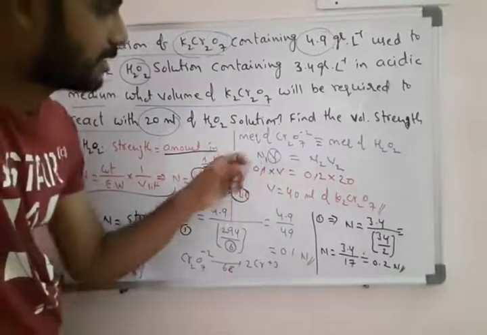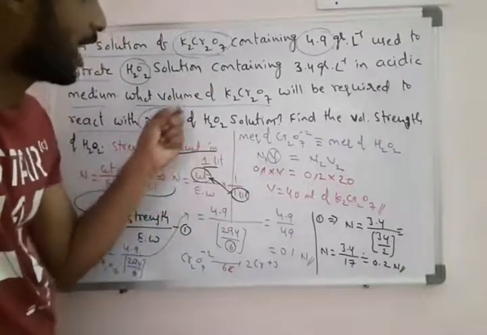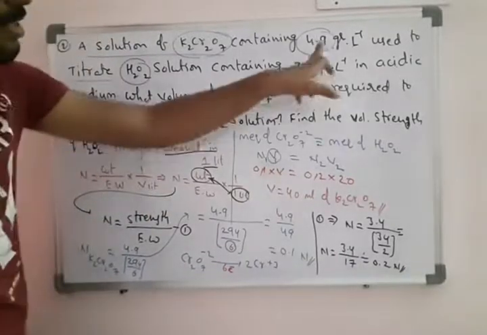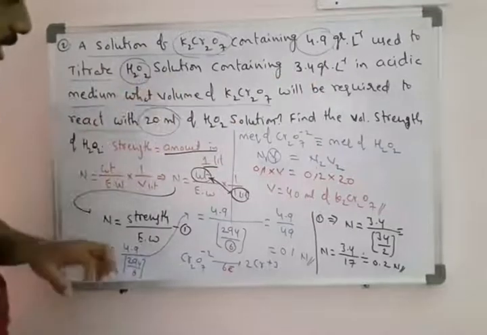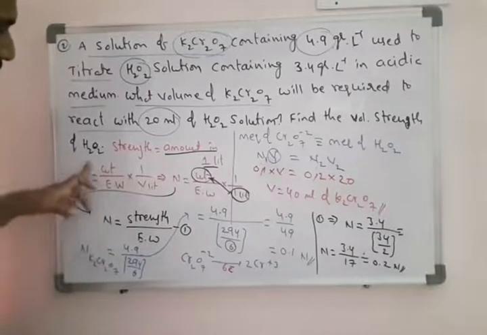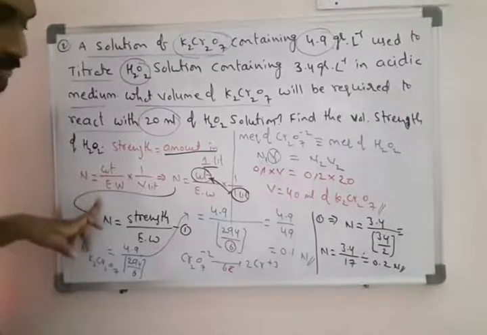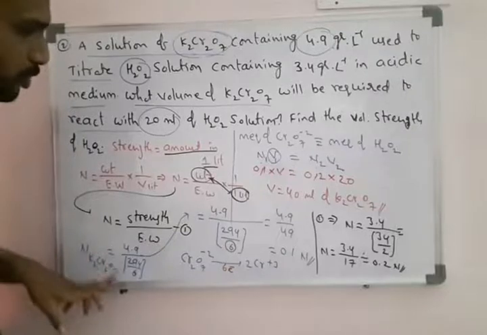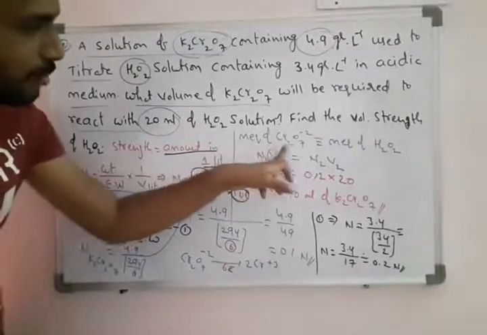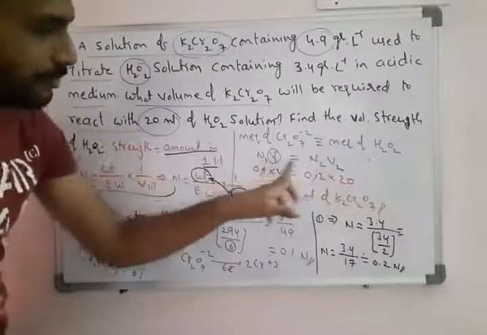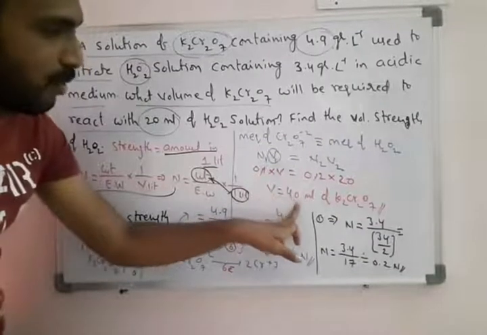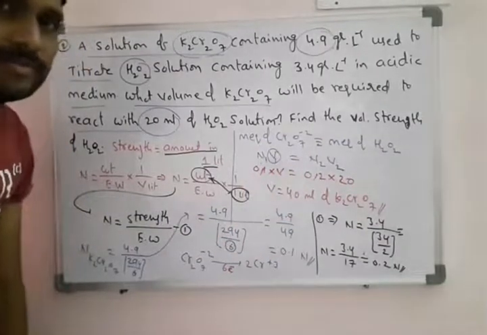So the basic thing here is the reaction of Cr2O7 and hydrogen peroxide. We calculated their normalities, since only strengths are given, with the help of this formula, which we obtained from the original formula of normality. Then by substituting both normalities in milli equivalents of dichromate equal to milli equivalents of peroxide, N1V1 equals N2V2, finally we got the volume of dichromate as 40 milliliter. Okay, take it down.